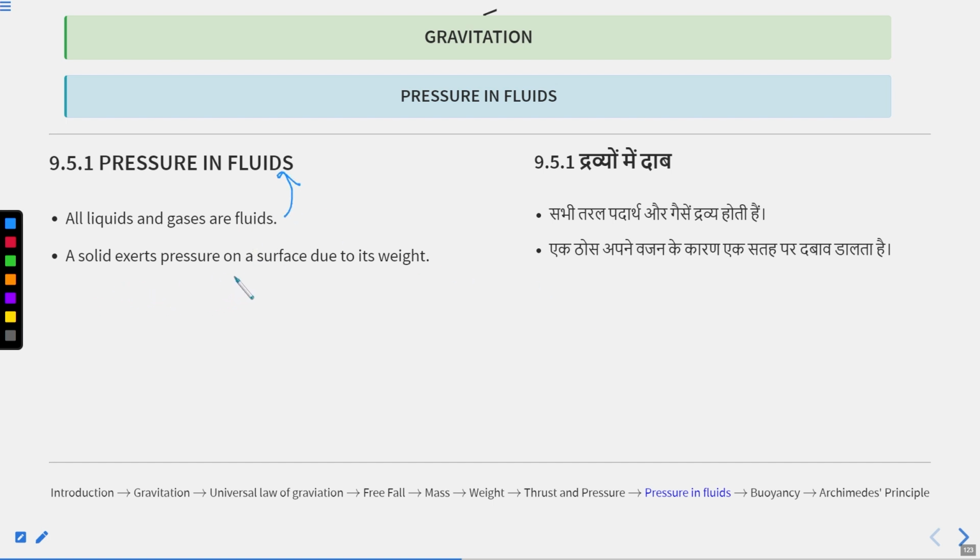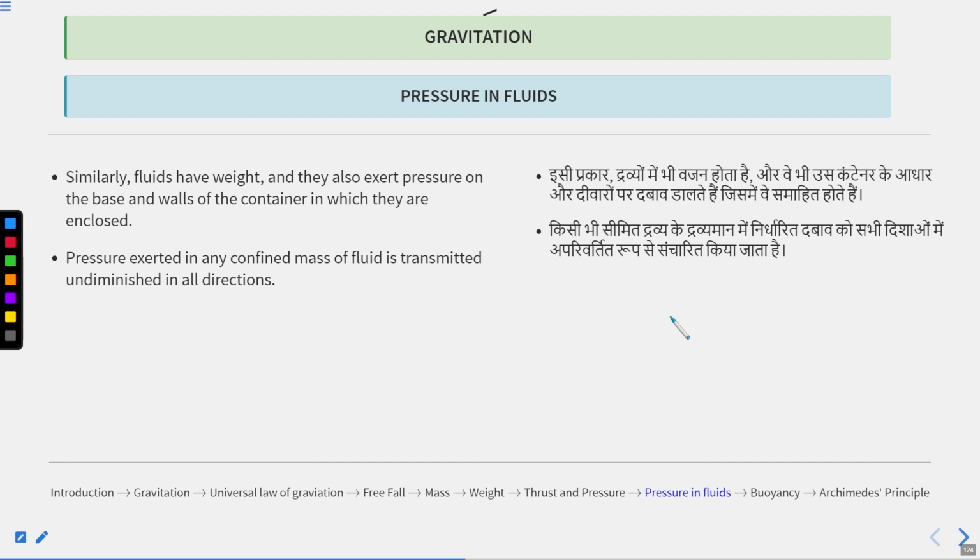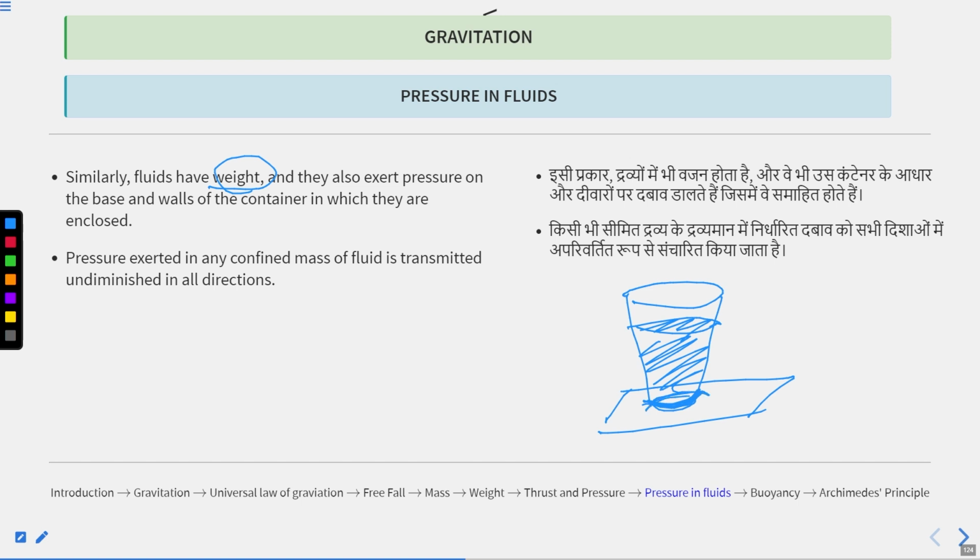A solid exerts pressure on the surface due to its weight. Okay. How does a solid exert pressure? A solid exerts pressure due to its surface area and because of its weight. Similarly, fluids also have weight, and they also exert pressure on the base. For example, this is a glass and you have filled it with liquid, water. So this will be the surface area touching the ground. So the liquid will exert pressure on the base, or on this surface, and on the walls of the container also, in which it is enclosed.